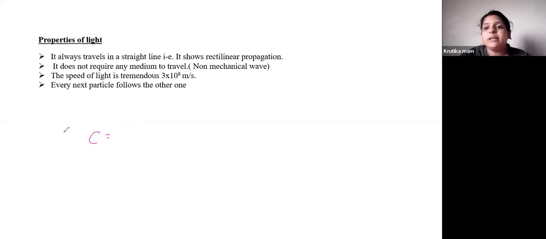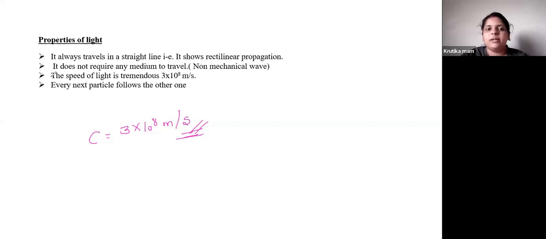Similarly, the speed of light in the vacuum is denoted by the letter C. Please remember. So C is 3 into 10 to the power of 8 meter per second. It is the standard value. It will not change. Okay. So third point, the speed of light in the vacuum is 3 into 10 to the power of 8 meter per second.